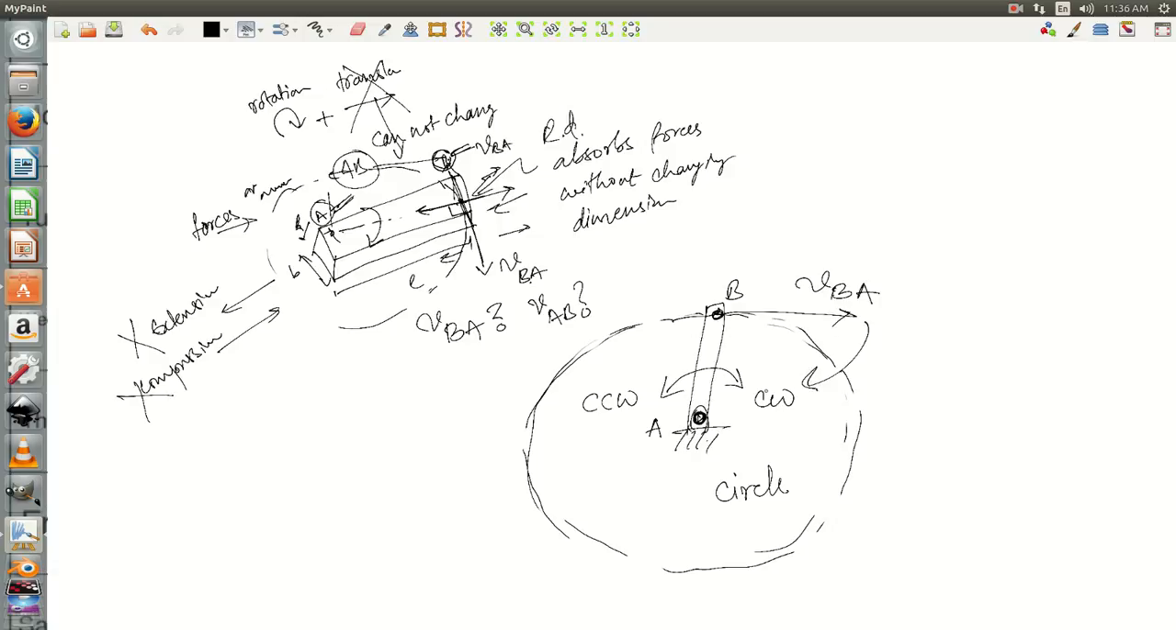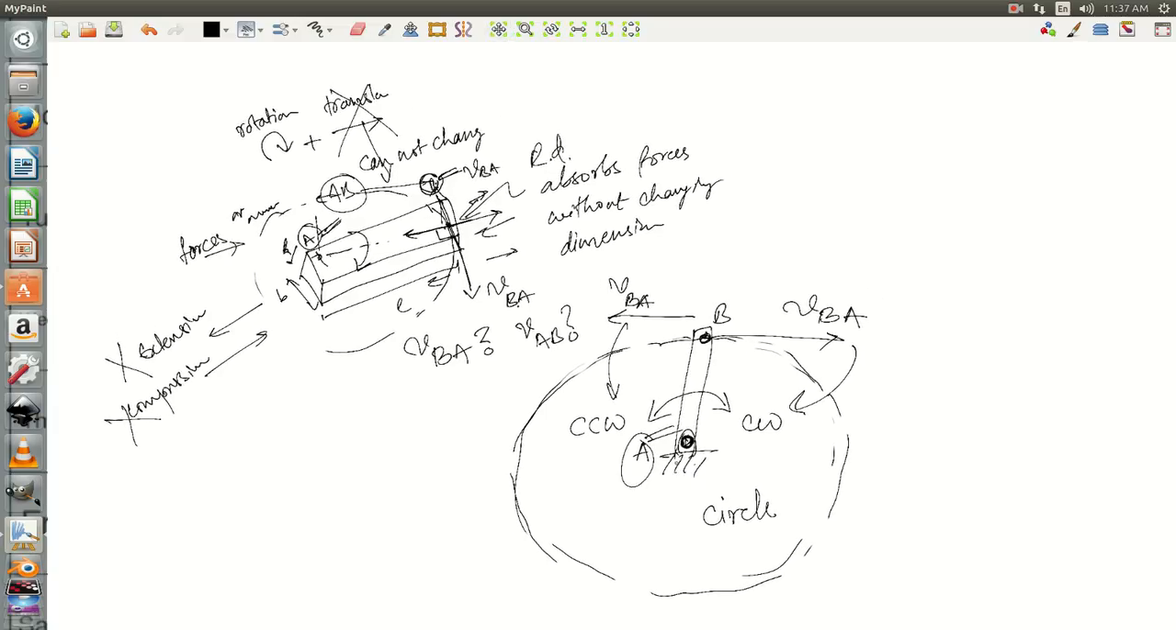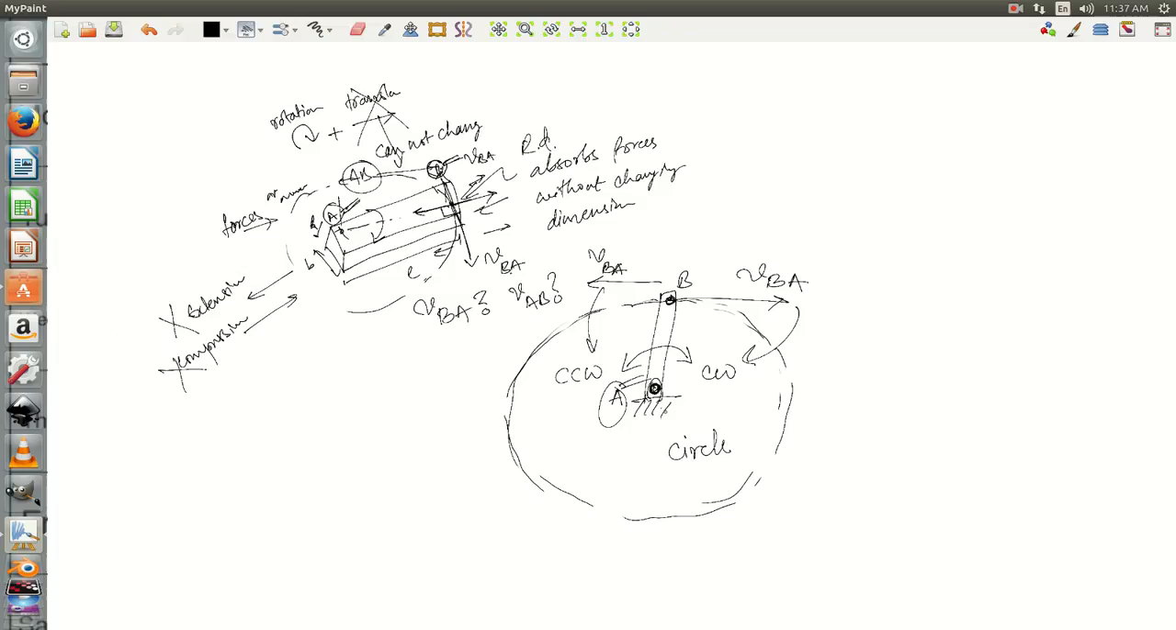Hence, the direction of velocity of B with respect to A will be either in this direction if the link AB is rotating in clockwise direction with respect to A, or it will be in this direction if the link is rotating in counterclockwise direction with respect to point A. Here observe that the point A is the center, and the magnitude of the velocity of this point with respect to A is given by VBA is equal to omega into AB, where omega is the angular velocity of this link 2 with respect to fixed link at the point A.